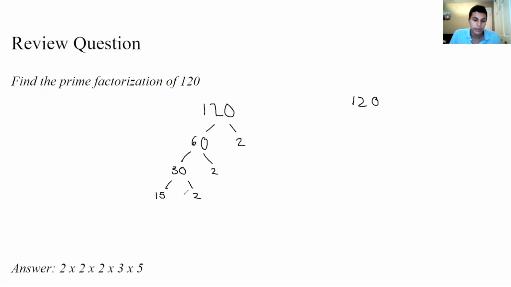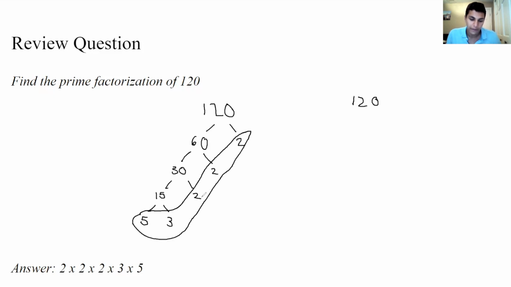Now this 2 can't be broken down, but the 15 can. Now we can't divide it by 2 again. However, we can divide it by 5, and we know that because it ends in a 5. So if we break 15 down, it's 5 times 3. So we can write a 3 and a 5 at the bottom here. And now we have all prime numbers at the bottom of our tree. These 3 2's, the 3, and the 5.